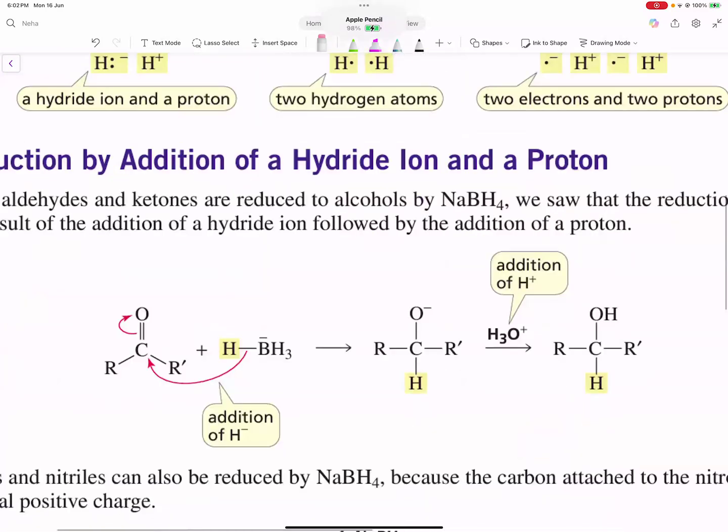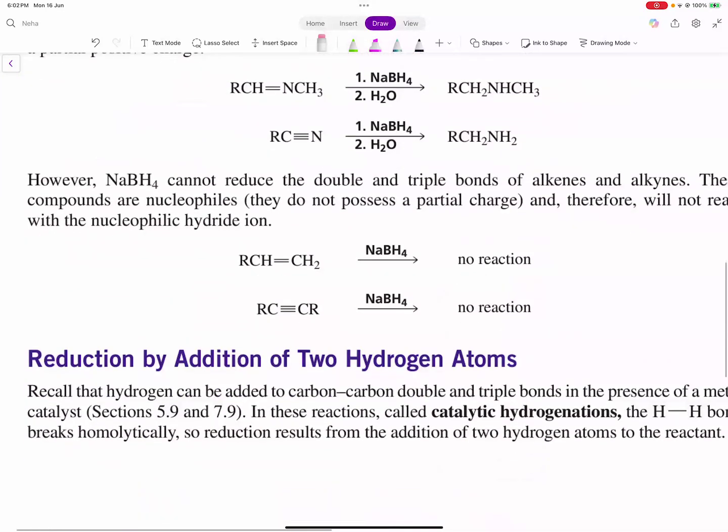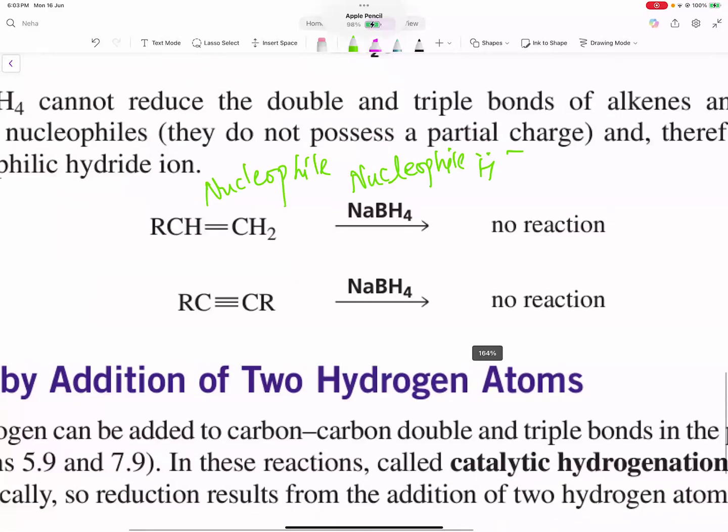So now this will occur, this will happen. But here there will be no reaction. Can you tell me why? Both are nucleophiles. Alkenes and alkynes are nucleophiles. They react with electrophiles. NaBH4 and lithium aluminum hydride will give H negative. Negative, negative repel. So that is why there is no reaction. Both are nucleophiles, so they won't react. No reaction. Understood?